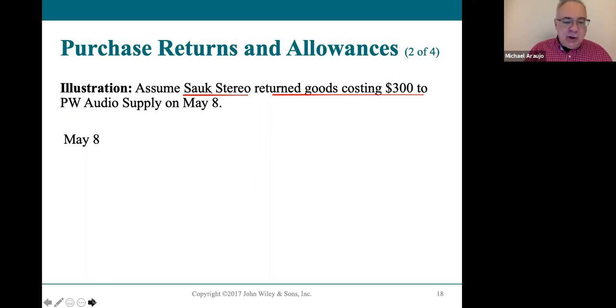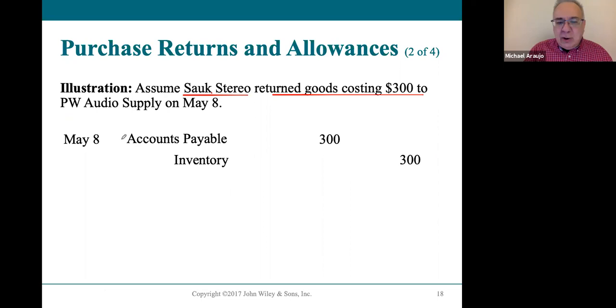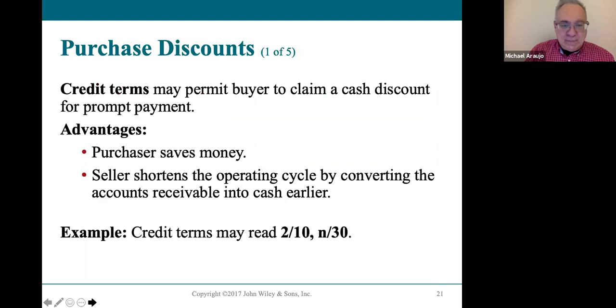Well, first of all, they are going to reverse the entry from when they bought it. So they're going to lower their accounts payable. The debit to accounts payable means I'm not going to be paying for that, so I need to reduce my payable. And they're sending back inventory, so they don't have the inventory anymore. So they're going to be lowering the inventory account by $300 every time they return. This is, again, from the buyer's perspective. Everything's about inventory.